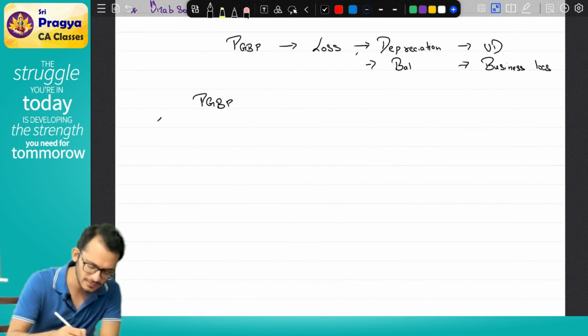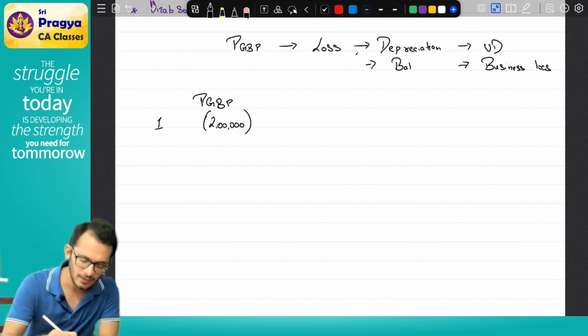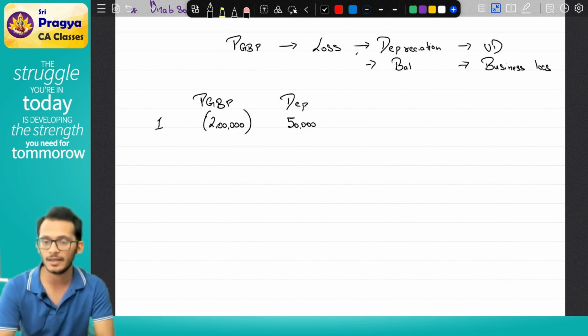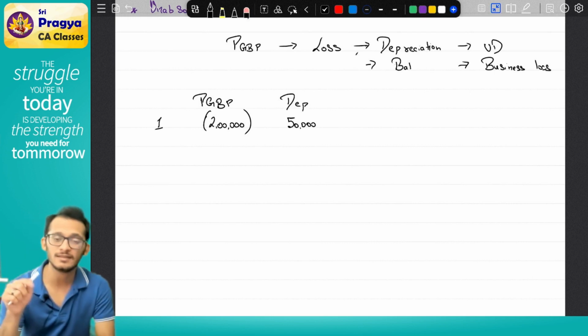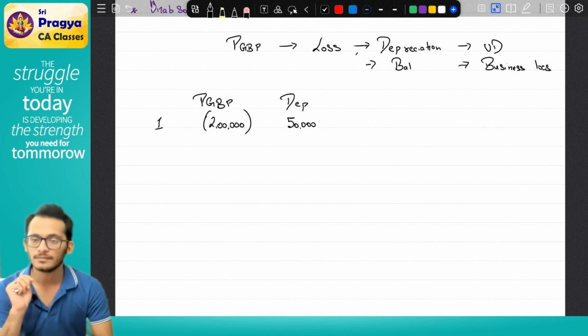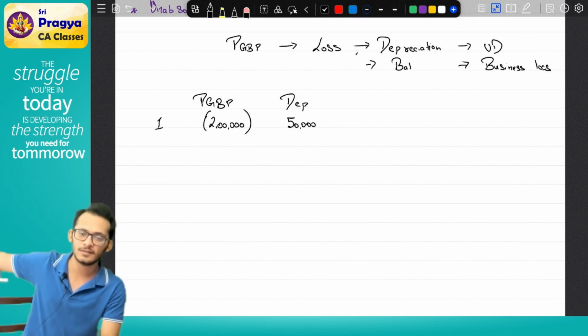Okay, I am in case number 1. My PGBP is showing 2 lakhs worth of loss. When I looked at my depreciation schedule, I had a depreciation claim in the current year of 50,000. If you think about it, if my PGBP is showing 2 lakhs after claiming depreciation of 50,000, it means my business loss was 1,50,000. Yes or no? My business loss was 1,50,000, 50,000 is depreciation, therefore my PGBP loss is 2 lakhs.